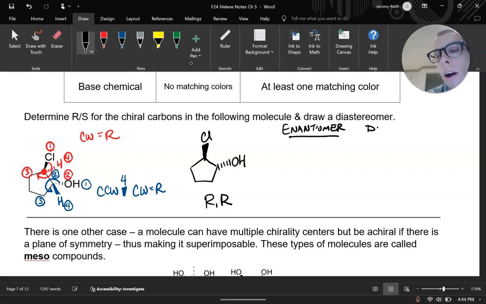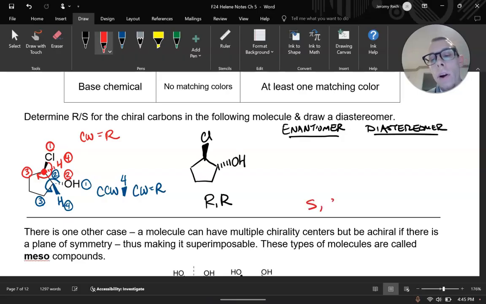And let's go ahead and draw in a diastereomer. So our enantiomer that we're going to draw in is going to need to change all of our chiral centers. So it was originally RR. We are now going to make it SS. And to make it SS, what we're going to do is change the stereochemistry at every single location.